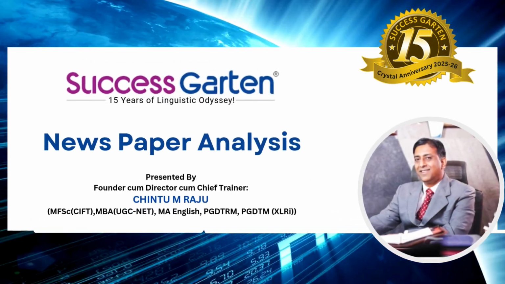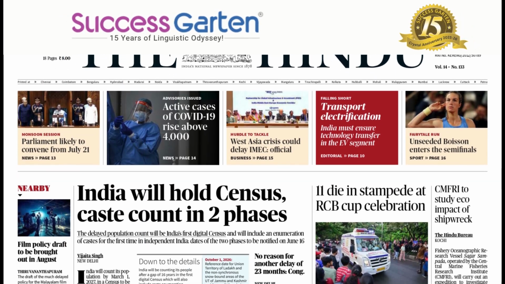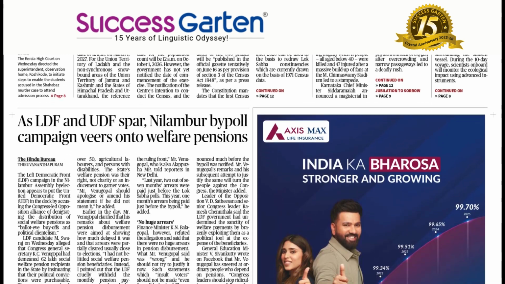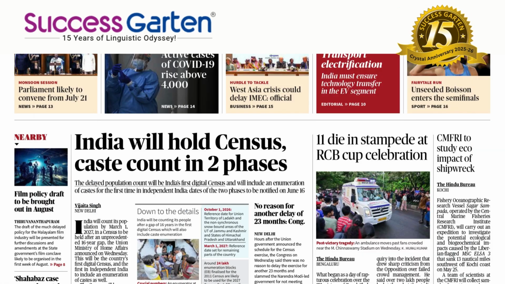Dear language lovers, as we know, this session is purely to generate language awareness by going through the major aims of the paper and to see how words have been structured there so that we can use them in our daily communication. We go with the first news item of the day.